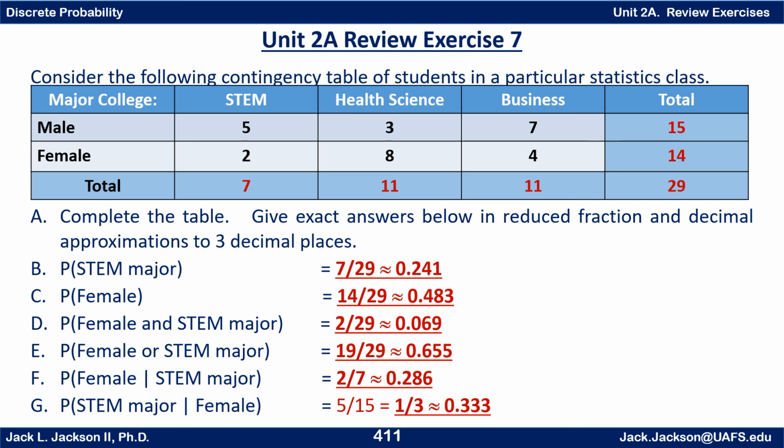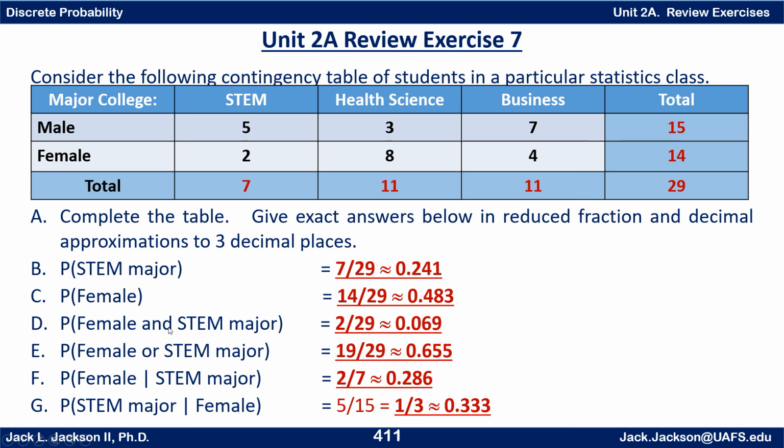The probability that a randomly chosen student is female is the number of females over the total, which is 14 over 29. So 14/29 is the probability that a randomly chosen student is female. In decimal form, that is approximately 0.483. Those are examples of what we call marginal probabilities because they relate to events along the margins of the table.